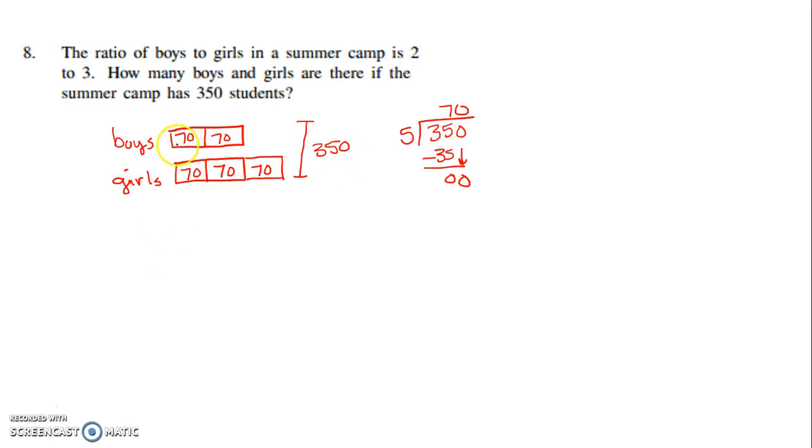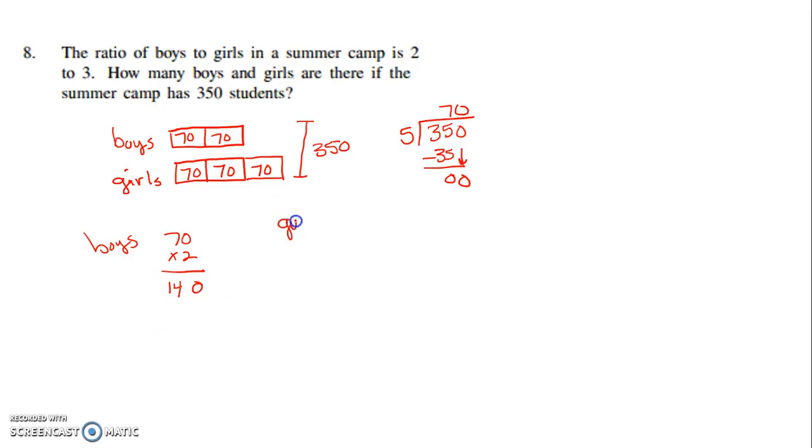So the ratio of boys to girls was 2 to 3. There's 70 in each part, so the boys represent 2 of the parts. So 70 times 2 for the boys. And that's 2 times 0 is 0. 2 times 7 is 14. So there must have been 140 boys at that camp.